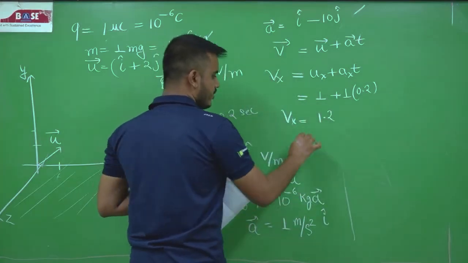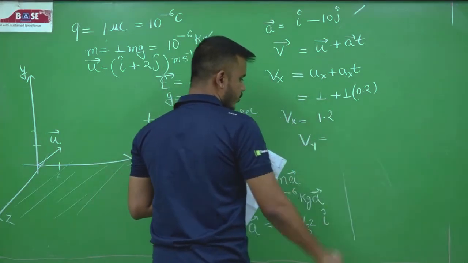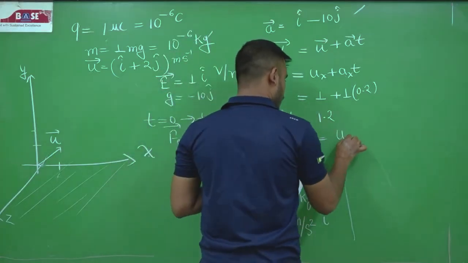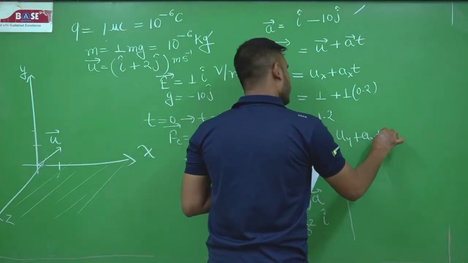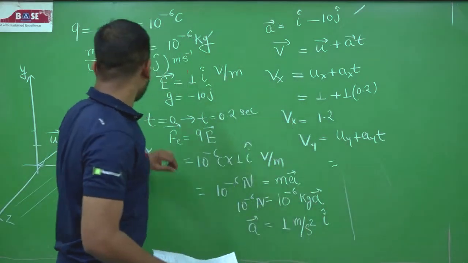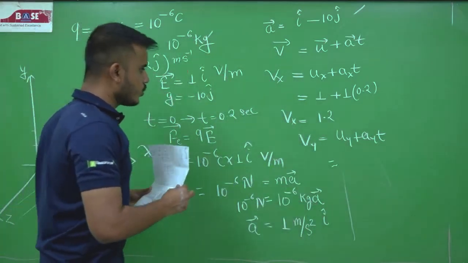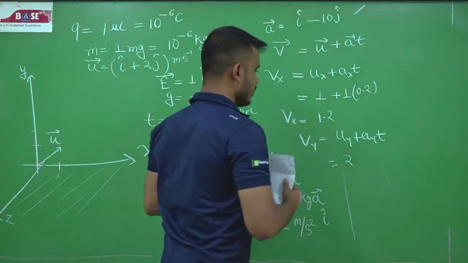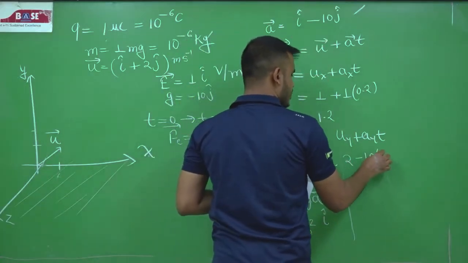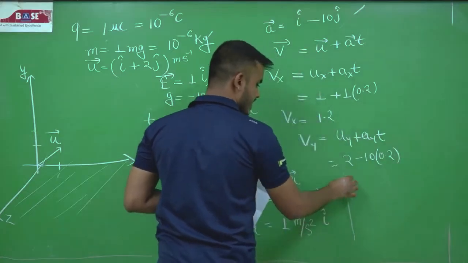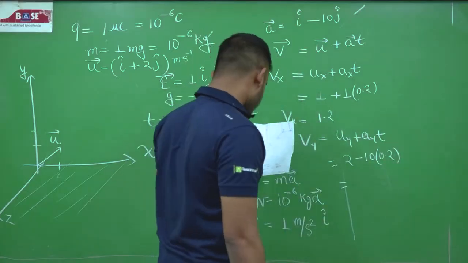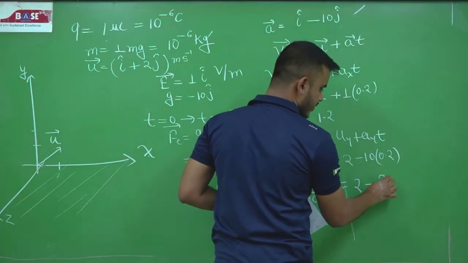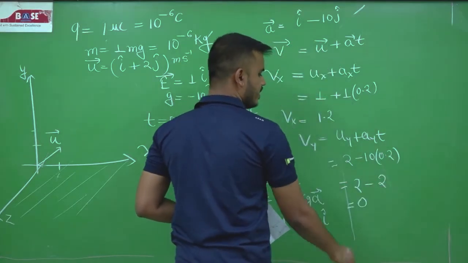Now what about the vy? The speed in the y direction after 0.2 seconds, so we can write uy plus ay t here. What is the initial speed along the y direction? Initial speed along the y direction is 2. Now what is the acceleration along the y direction? Minus 10, and the time is 0.2 second. So how much is this? It will be 2 minus 2. So this is 0 meter per second.